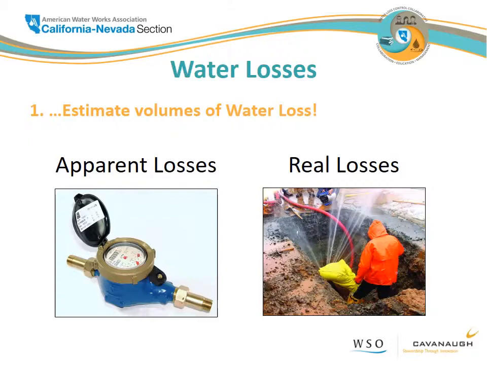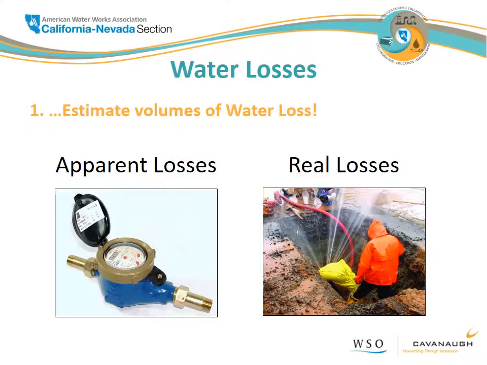Once we do that comparison of system input volume to authorized consumption, we're left with a total volume of water loss. And we know that that total volume is composed of two very different volumes. One of those volumes is apparent losses. Those are all of the losses that occur at the point of water transfer to the customer. You've done your job as a utility.